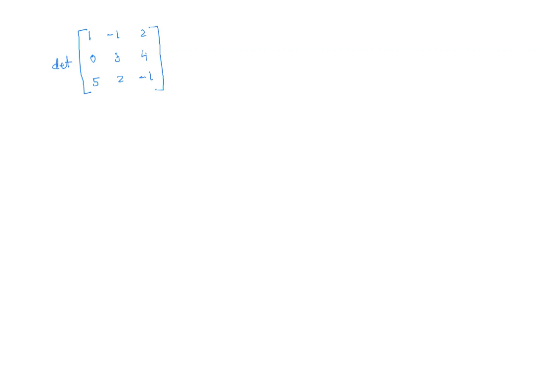To find the determinant, you expand it along any row or any column. I'm just going to do it along the first row. The top left is going to be positive, this is negative, and this is positive. You guys know it by now. Positive, negative, and positive.